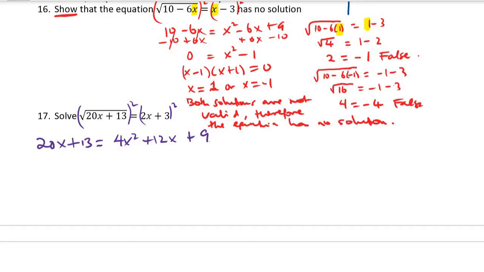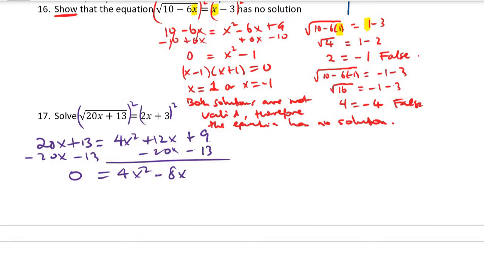And then subtract 20x from both sides, and subtract 13 also. So you will get 0 equals 4x squared minus 8x minus 4. All right. If you do the correct thing, it's going to be 2x minus 2 and 2x minus 2.